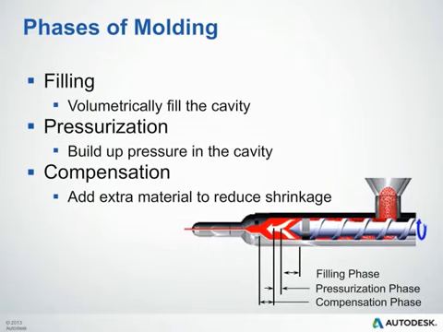So there are several phases of molding. We have filling, where we're filling the cavity with polymer. Pressurization, where the part is full or almost full, so we're starting to build up pressure within the cavity, getting into the packing phase. Then we have compensation as well, which is basically where the part's completely full. However, we continue to add material to that cavity because plastics are compressible, and what that does is helps us to offset or reduce shrinkage in our final part.